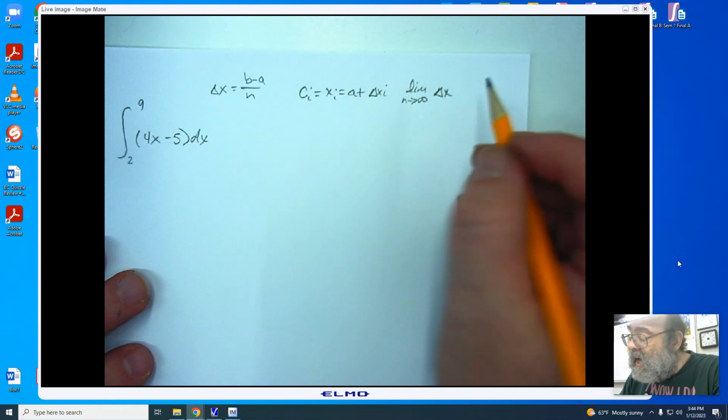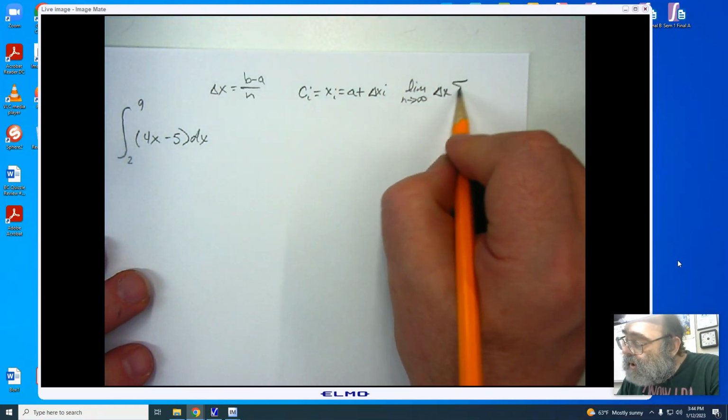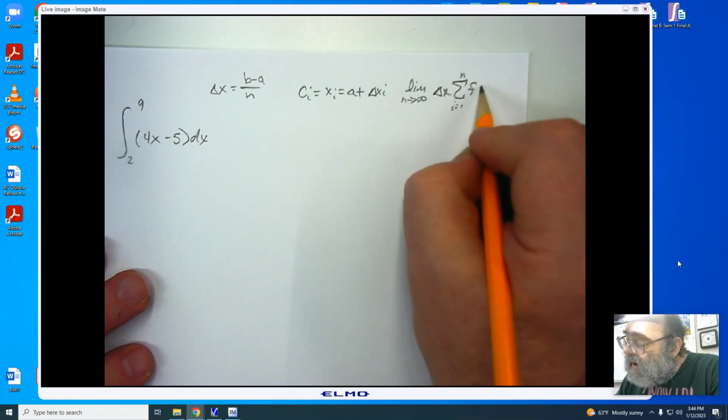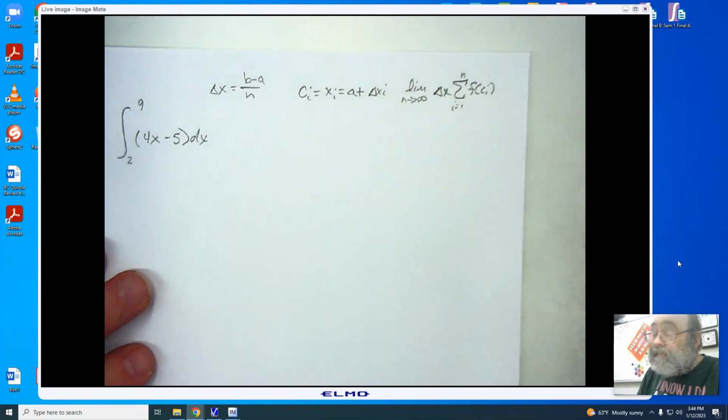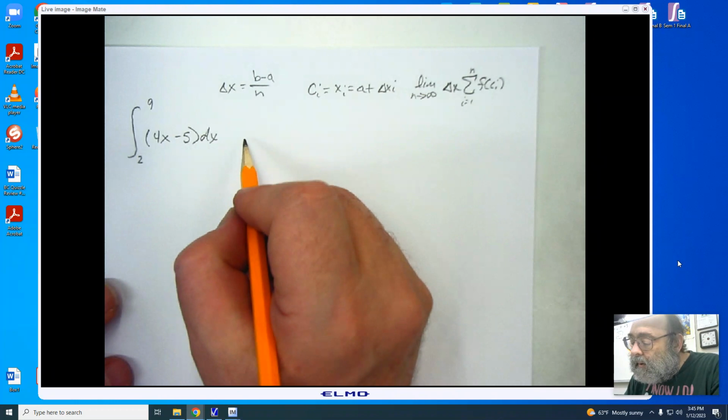Let's make sure you can see that. Delta x, summation of f of c sub i. Alrighty, so this is what we're going to work with. Let's go ahead and begin.